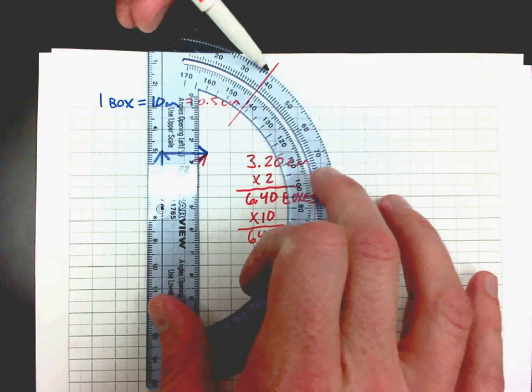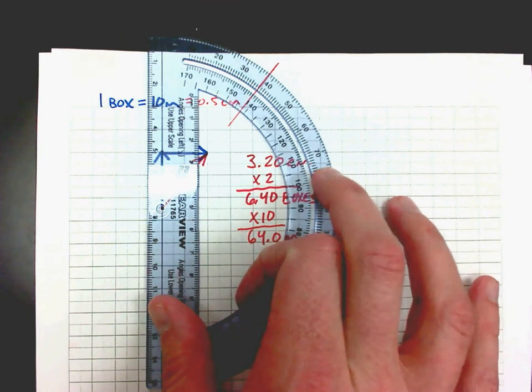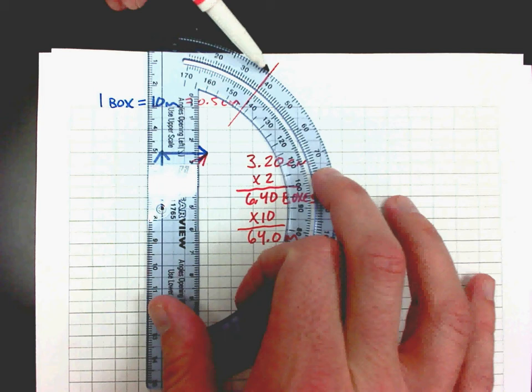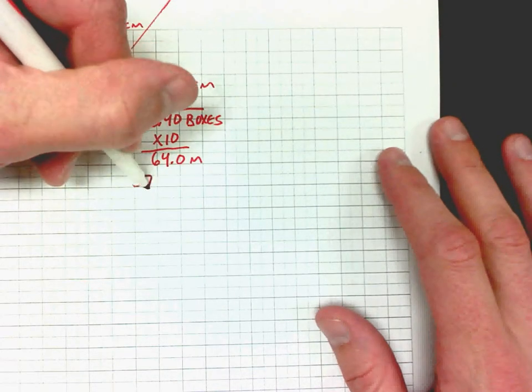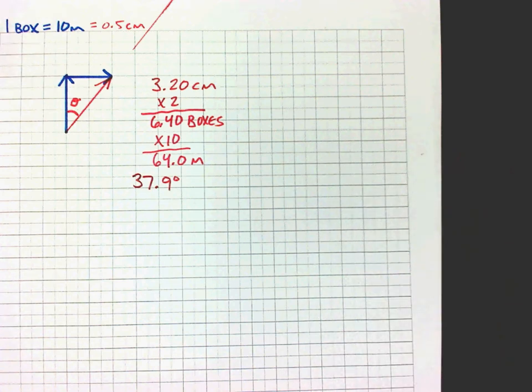I don't think it's quite 38, but it's really close. I'm going to go like 37.9. So I'm going to call this 37.9 degrees. And then the last thing to do is to describe where we measured that from. That was measured from this line. And if you remember, this is north, and we have to go east to get to our vector. So this is going to be 37.9 degrees east of north. And so I'm going to label that.